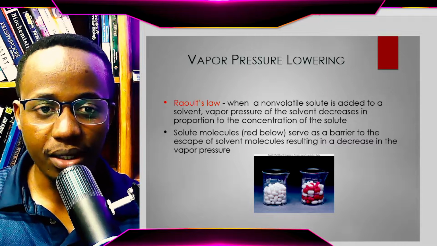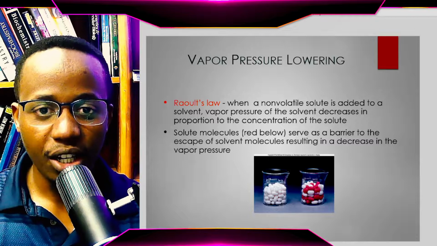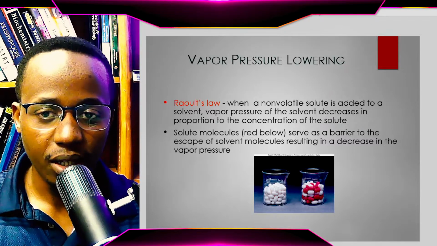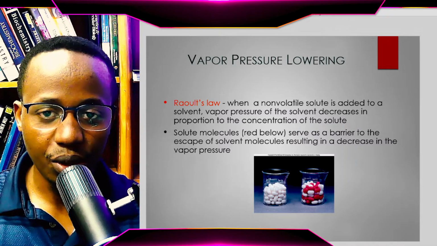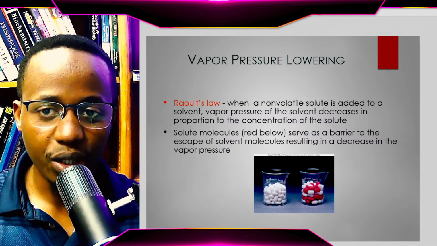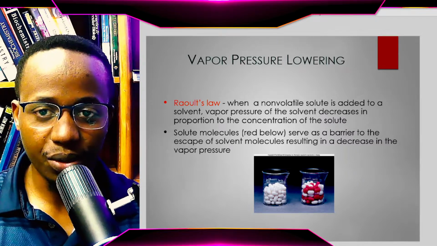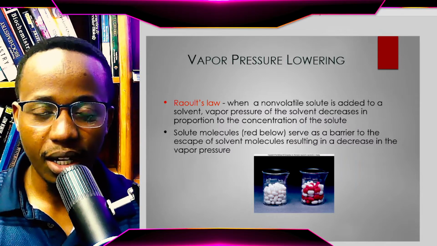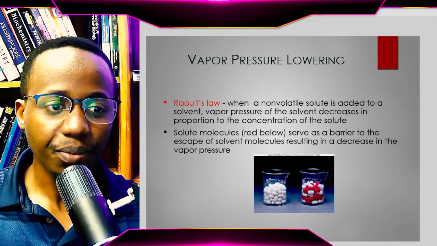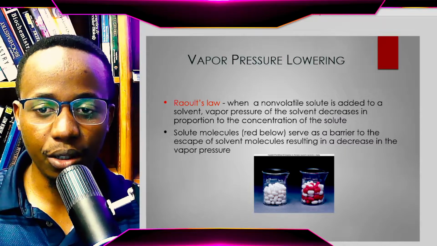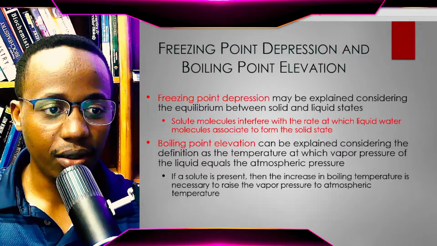Now there's this law called Raoult's law that governs that. We won't get too much into it. The main thing you need to know for now is that the solute molecules are going to prevent the water molecules or the solvent molecules from escaping easily. And because of that, the vapor pressure will be lower. So that's vapor pressure lowering. That's the easy one.